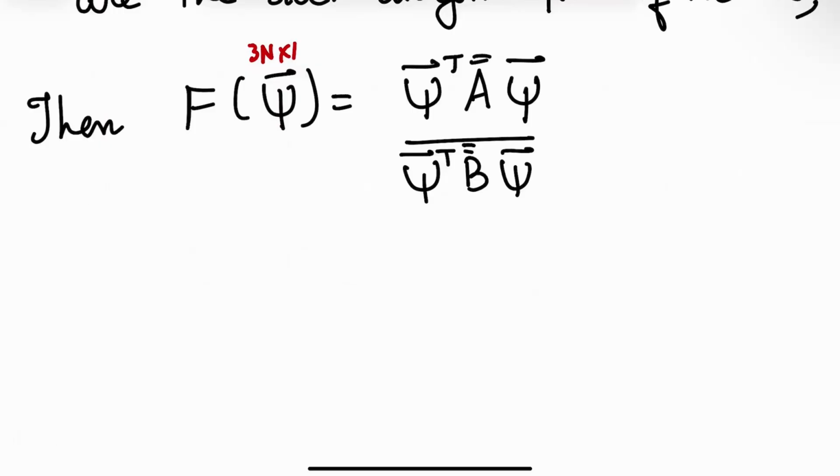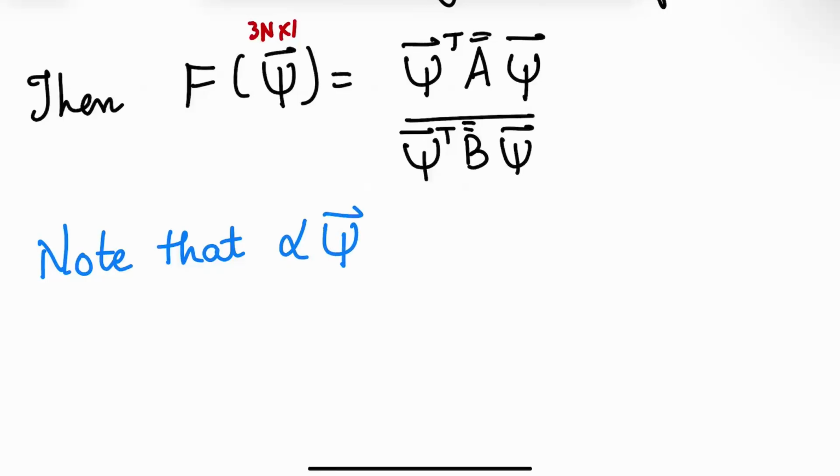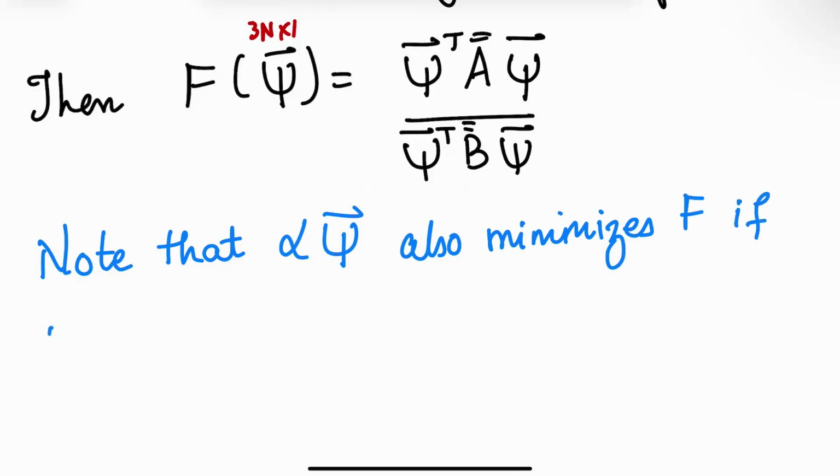So now we want to minimize this. Given that we know what A and B are, we derived that. We want to minimize this over the vector space of psi. Okay, so note that this is where the big trick comes in. So note that psi is an eigenvector, right? Which means that alpha psi also minimizes f if psi minimizes f.